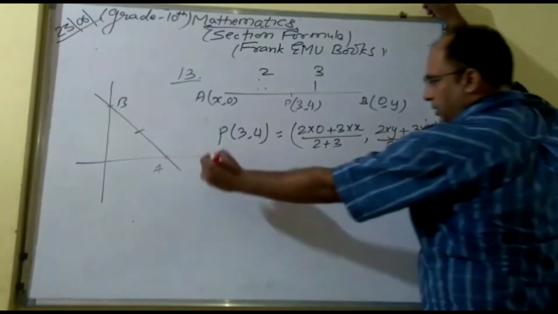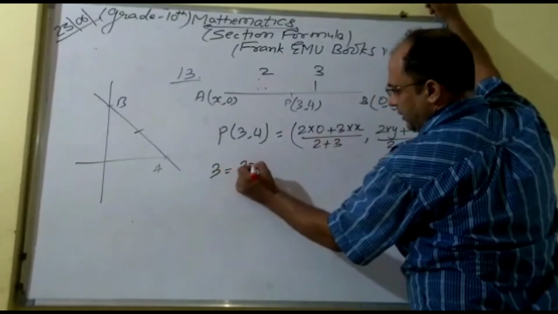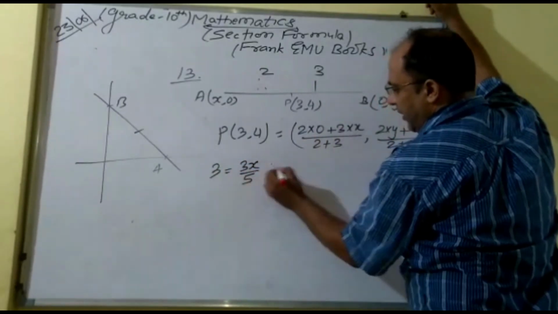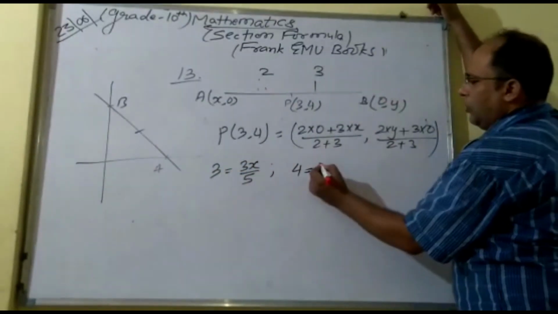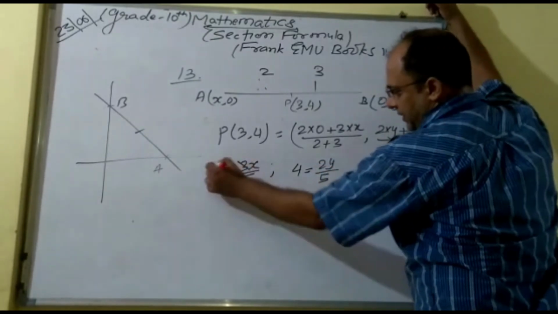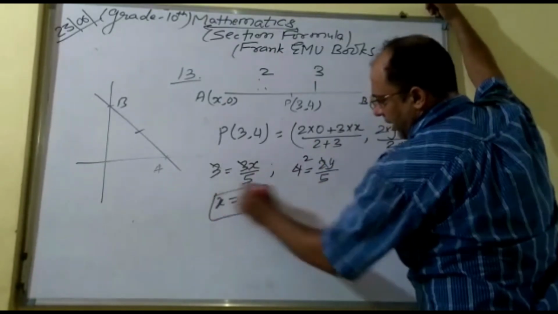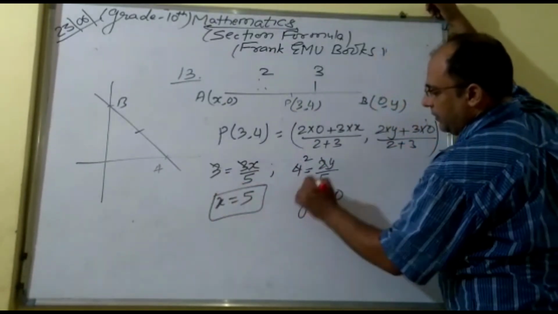Right? So 3 equal to how much? 3x upon 5 and 4 equal to 2y upon 5. Cancel to do the 4. So x is how much? 5 and y how much? 10. Cross multiplied.